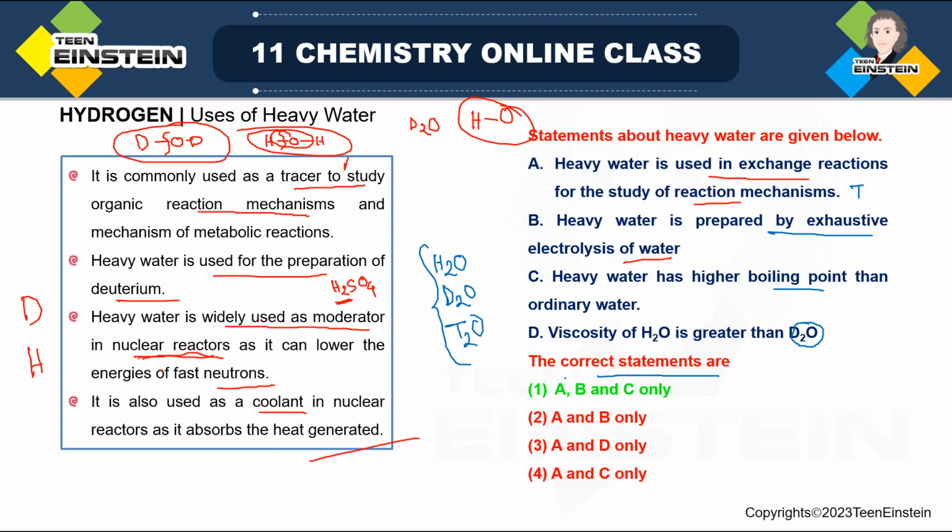So basically A and B, if we are sure, then you can easily cancel these two. Now among these two, we just have to know whether, in the boiling point comparison of heavy water and ordinary water, which one is high. Once we know that, then we can choose between 1 and 2.